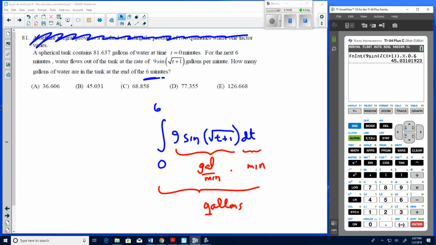We had 81 in there to begin with. So 81.637, and we take away that answer, and we get 36 gallons. Okay, so that's how much is in the tank. Could you guesstimate that without a calculator? Well, I don't know. That would be interesting to try. Good thing we have a calculator.